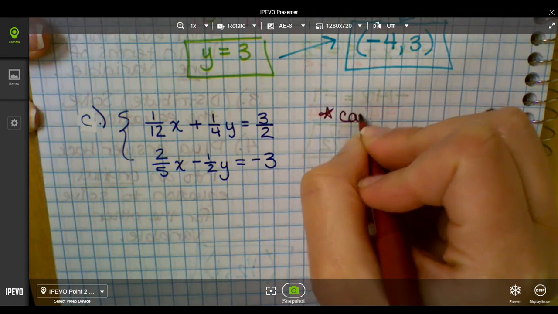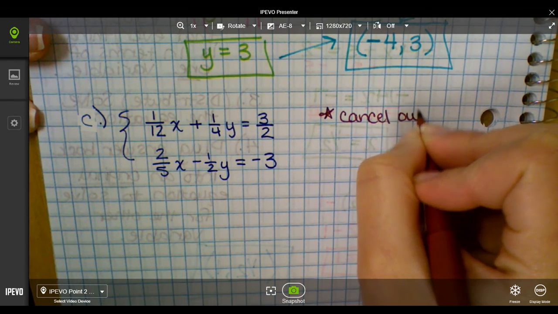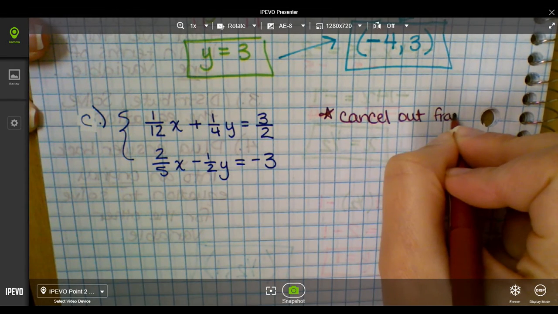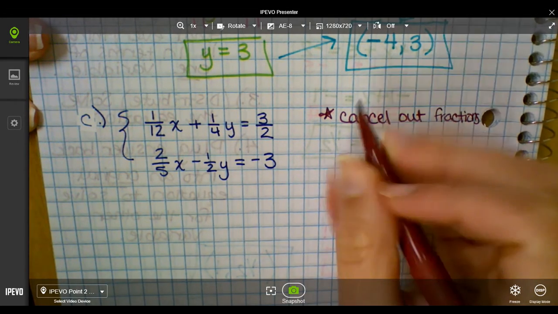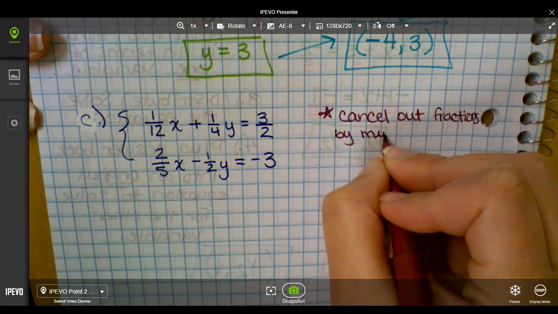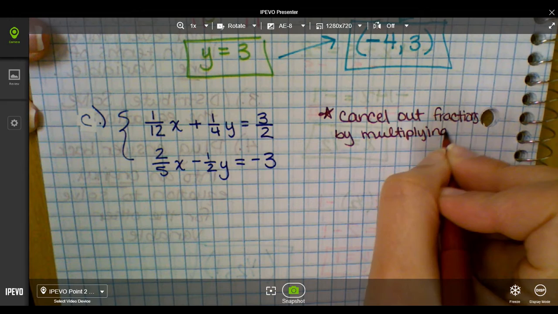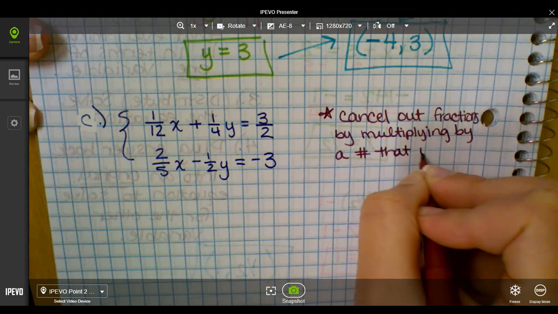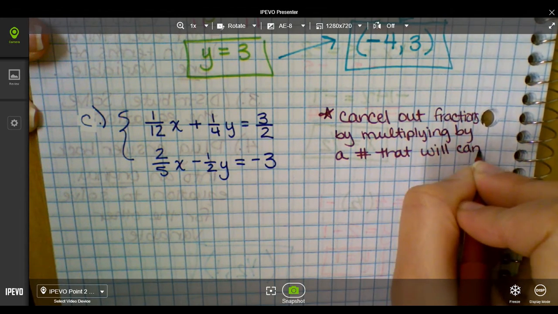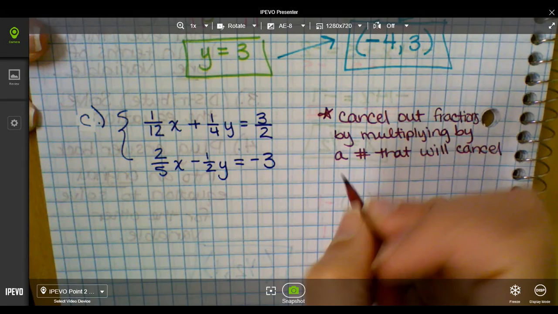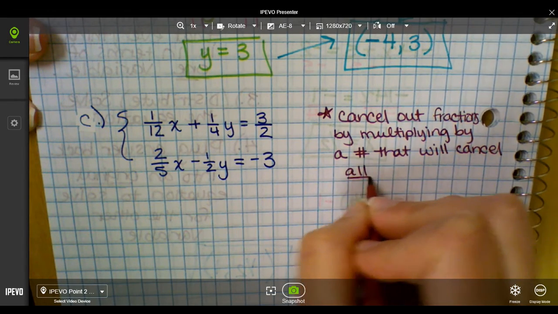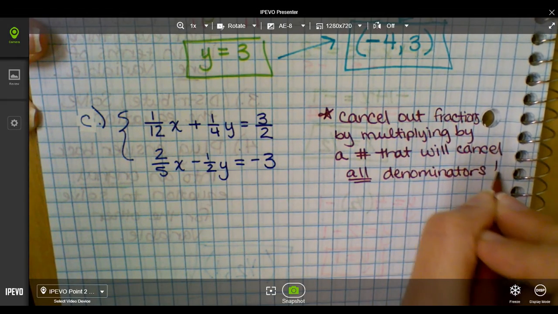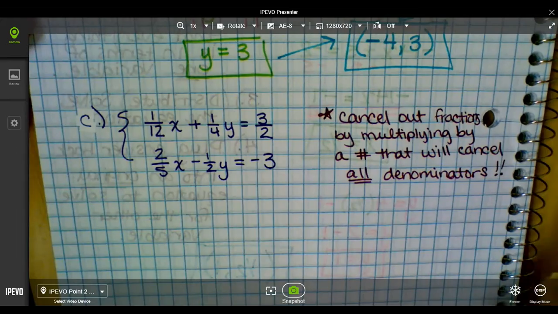Cancel out the fractions. We've already done this a couple of times when we were turning things into standard form. So cancel out fractions by multiplying by a number that will cancel all denominators. Okay, so what does this mean?